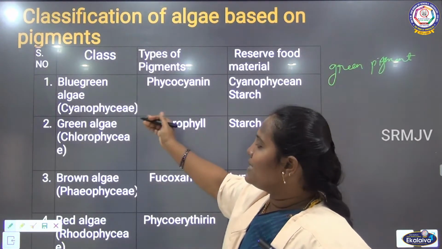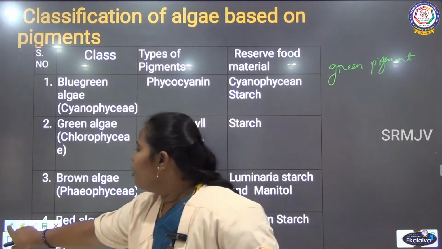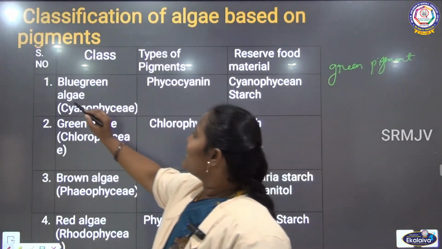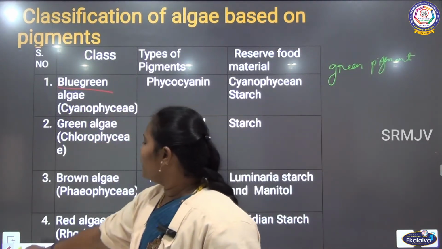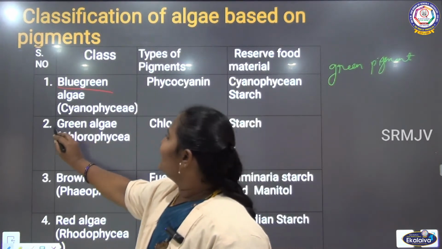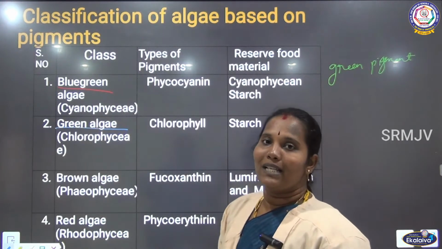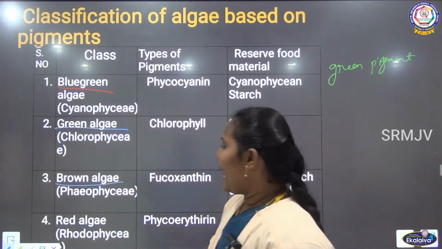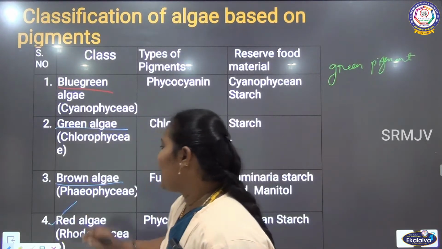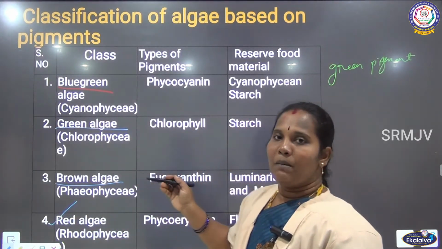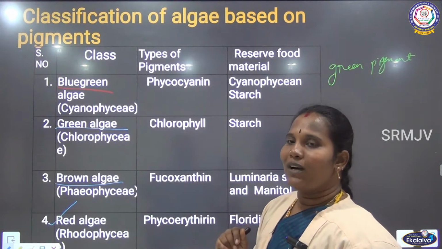Based on the pigments, here we can see four types of algae. What are they? One is the blue-green algae. Second is the green algae. Third is the brown algae, and fourth is the red algae. Based on the pigments, algae are of four types. What are they?